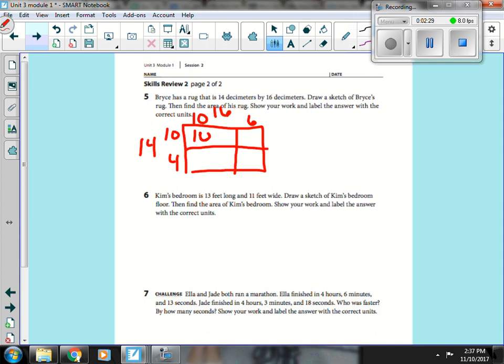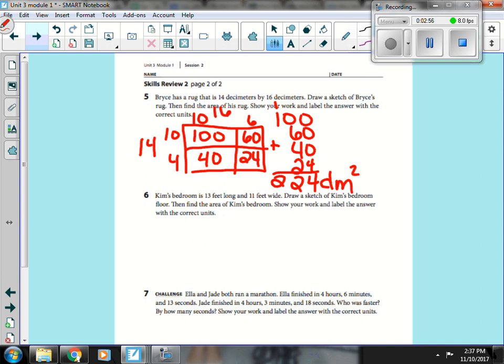10 times 10 is 100. 10 times 6 is 60. Now 4 goes all the way across. 4 times 10 is 40. 4 times 6 is 24. And then I'm going to add up my parts. So I get 4. 10 plus 2 is 12. And 2. So 224 decimeters, and since I'm talking area, it's decimeters squared.